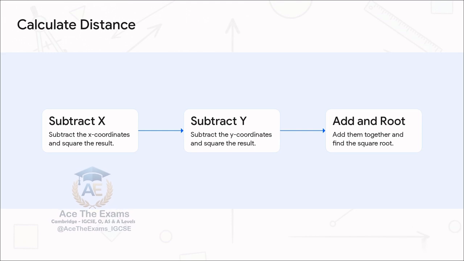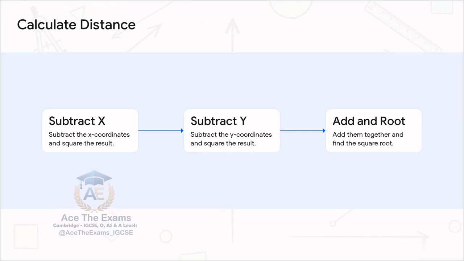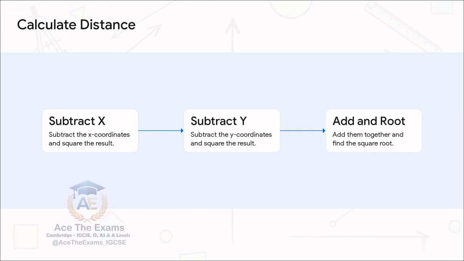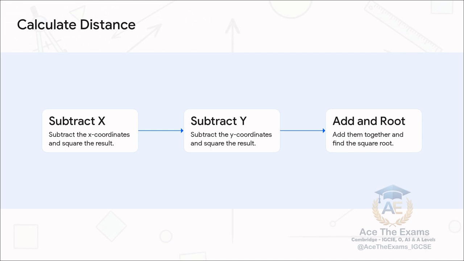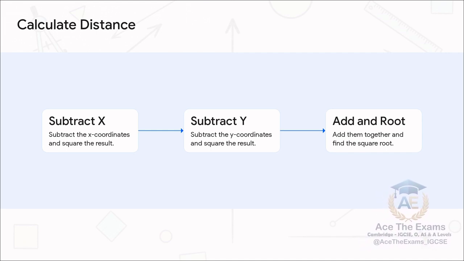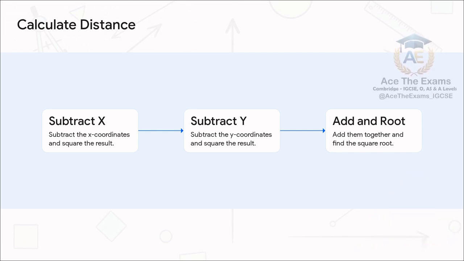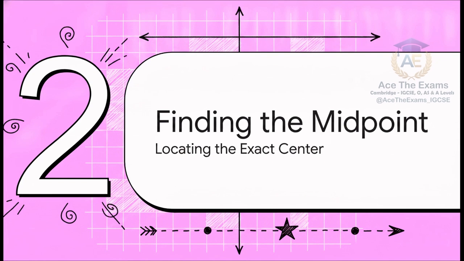Finally, we just add those 2 squared results together. So 16 plus 9 equals 25, and we find the square root. And the square root of 25 is, beautifully, exactly 5. So the main takeaway here is that the exact straight line distance between our 2 coordinates works out perfectly to 5 units. Look at that. No ruler required. Moving right along to section 2, finding the midpoint, locating the exact center.